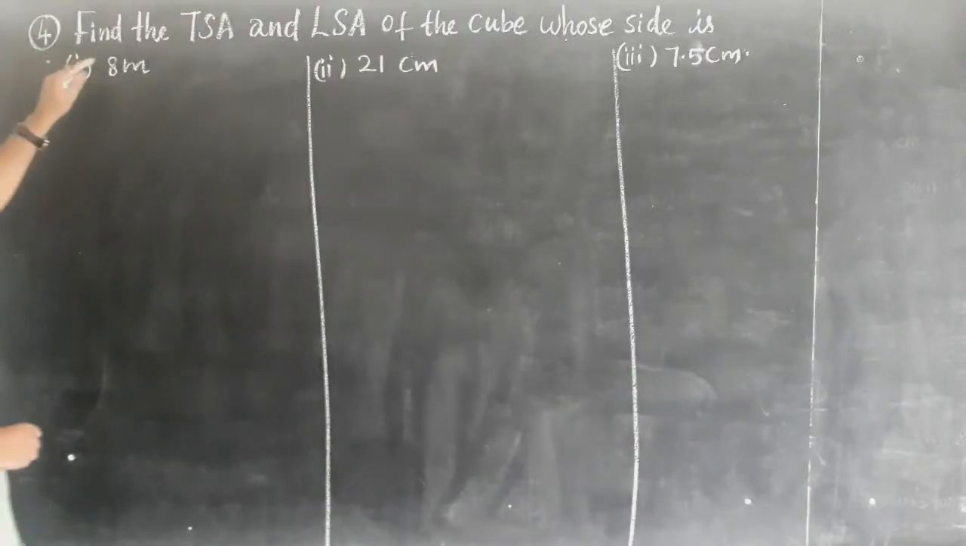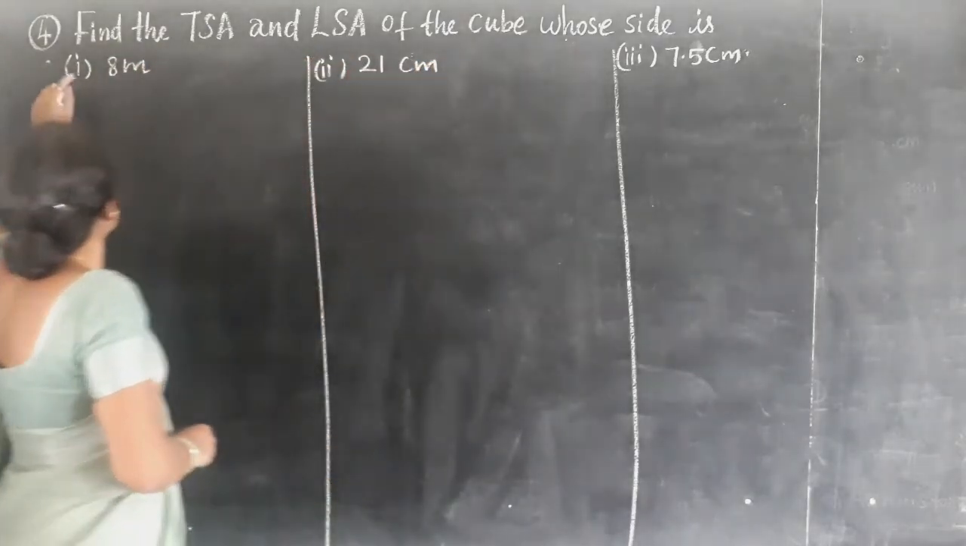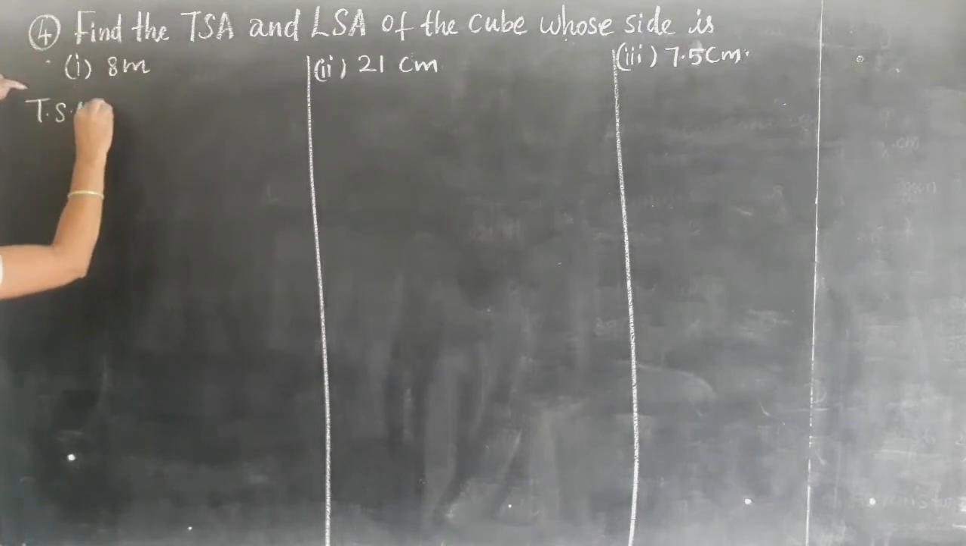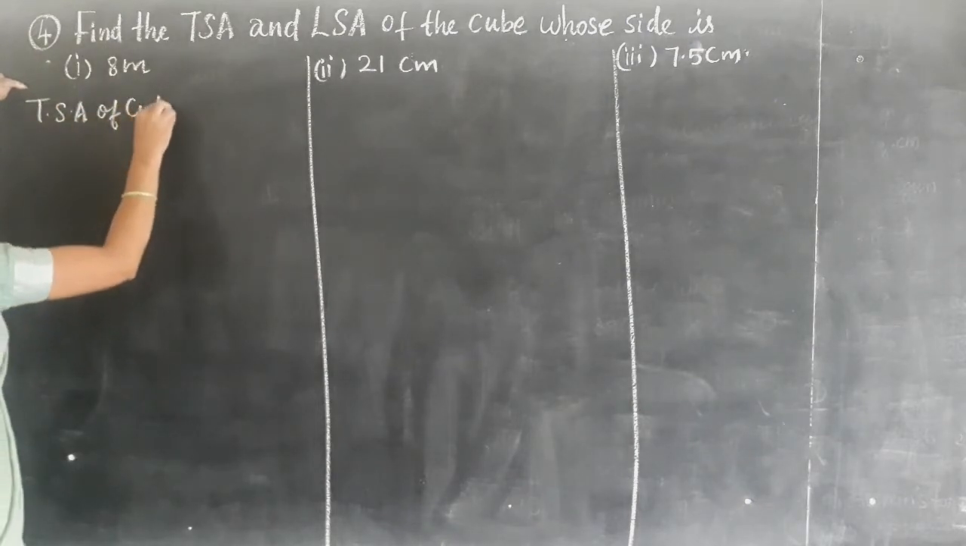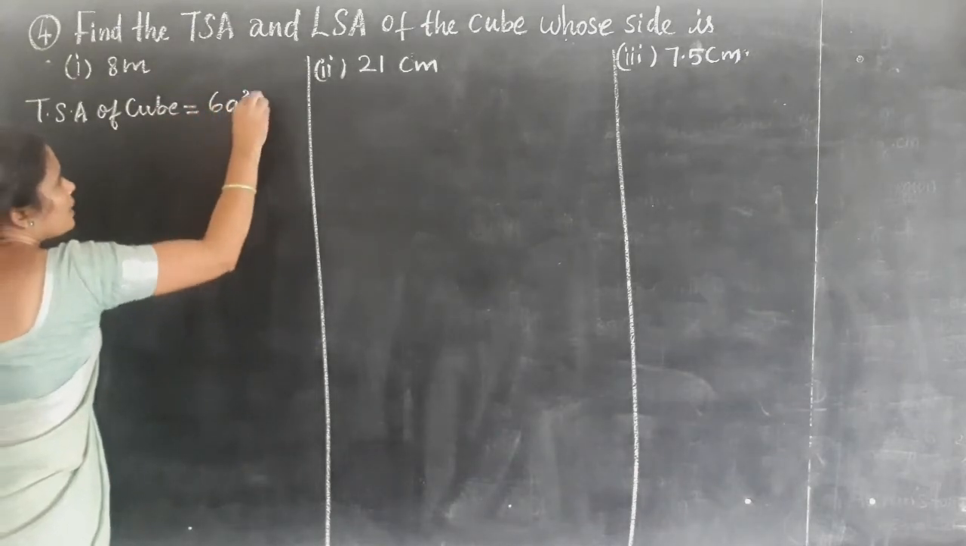Question number 4. Find the TSA and LSA of the cube whose side is 8 meter. So to find TSA, the TSA of cube is equal to 6a square, square units.